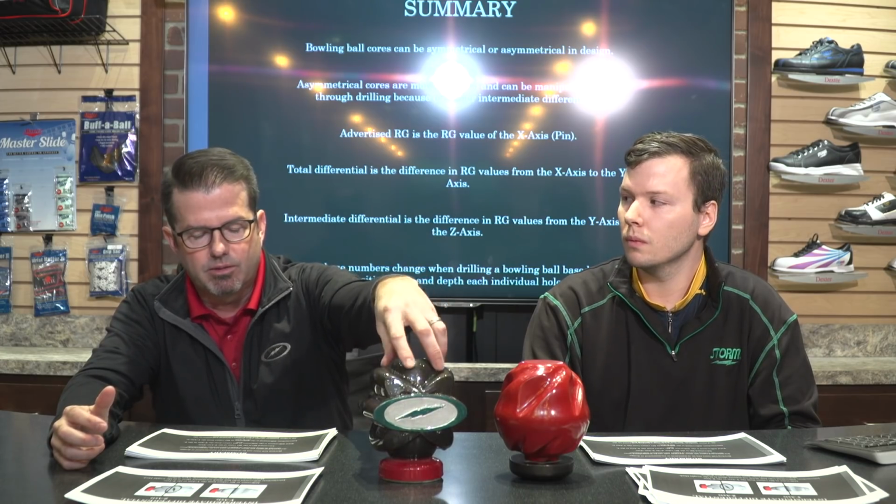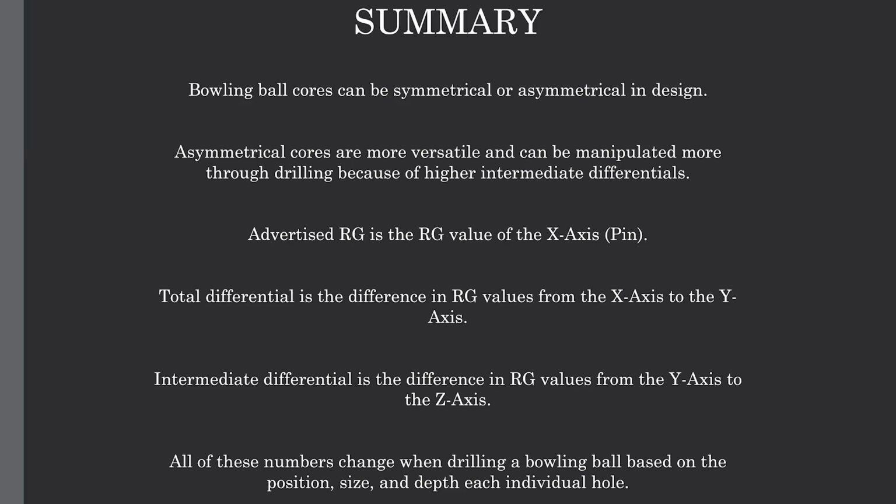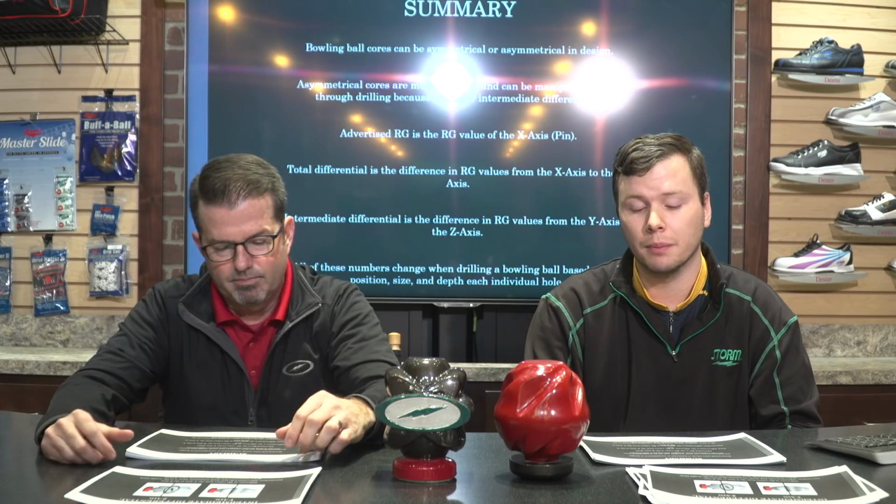And remember, every time that we advertise the RG value of the ball, we're advertising that RG value around that X-axis or the lowest RG axis. And the total differential, remember, is the difference between that X-axis and that Y-axis, and the total difference between those RG values determines that total differential. And then lastly here, intermediate differential is the difference in RG values between the Y to the Z. So it's literally the same thing as total differential. It's just using two different points of reference. We're going to see higher values on asymmetrical bowling balls. You really don't see any significant amount on any symmetrical bowling balls.